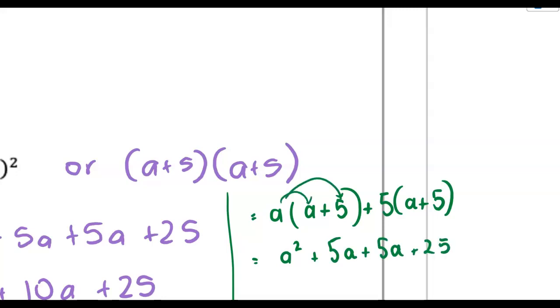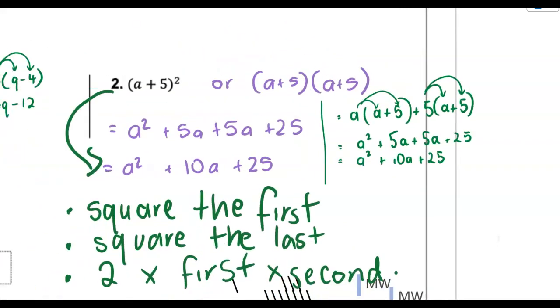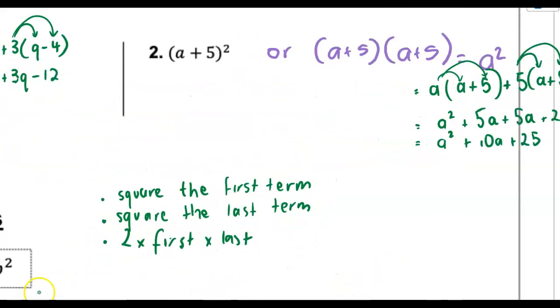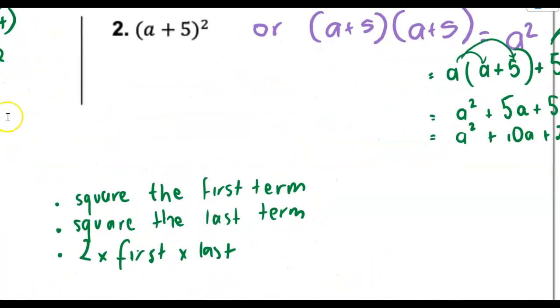Okay, so just expanding it like this, we can collect like terms: a squared plus 10a plus 25. Now, that's a great way to do it. There's a much quicker way to do it, and there's a little rule there that I've tried to write a little bit neater. So if you have a square there, you can do the way I just did it, and a lot of kids do that all the way through, even through to extension.